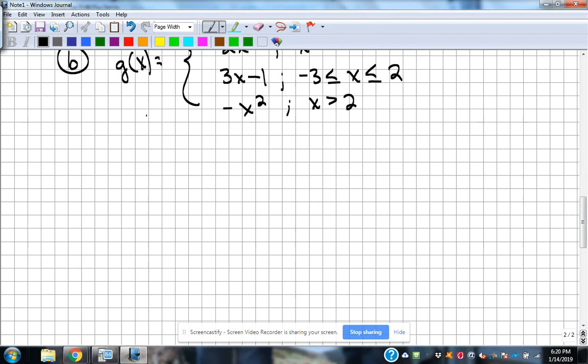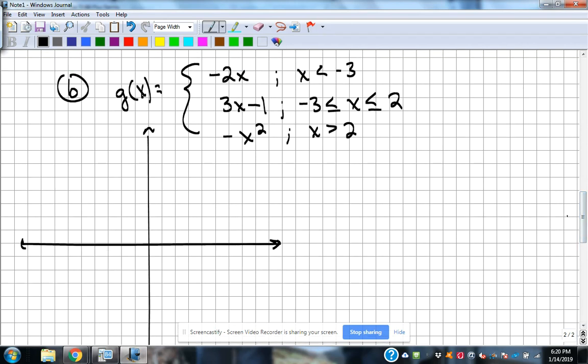I'm going to graph this, and then we're going to talk about the domain, the range, the continuity of this particular piecewise defined function. Okay, I'm drawing myself a coordinate plane. Now, anytime I'm going to graph a piecewise defined function, I've got to find those important points. Okay, so the first piece has an important point at what x value?